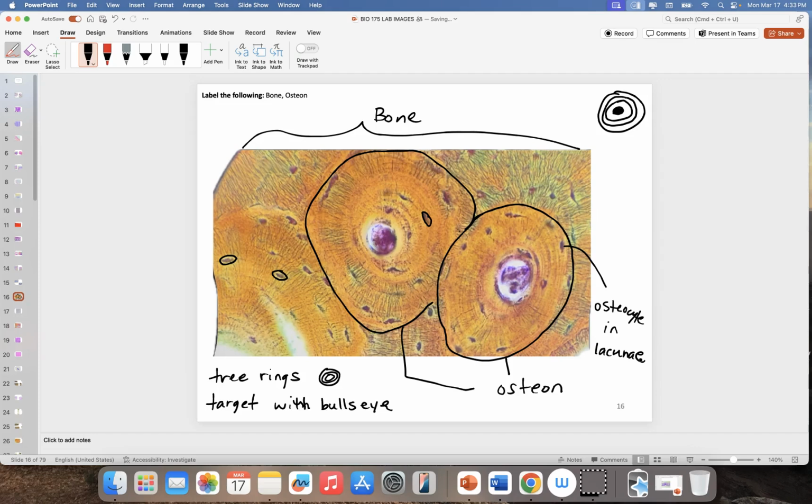Bone is going to be found in our skeletal system, and it's going to function in things like support. Also, our skeletal system and our bones of the skeletal system provide things like protection as well.